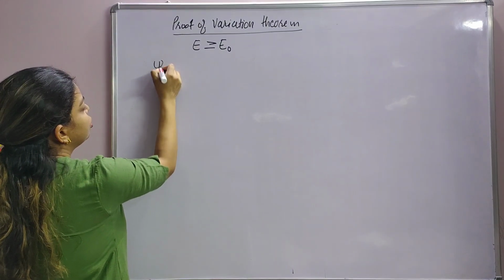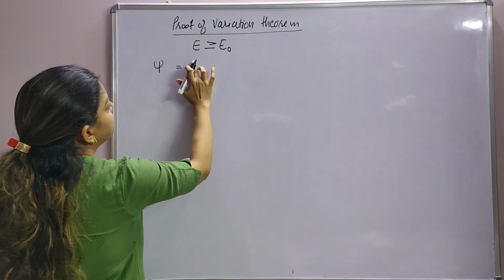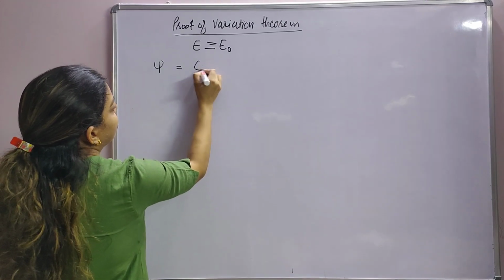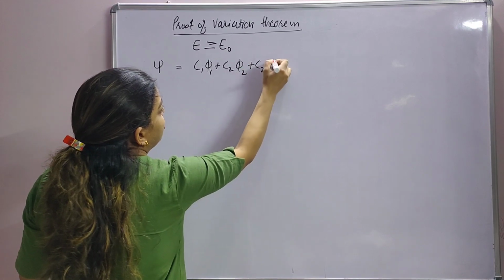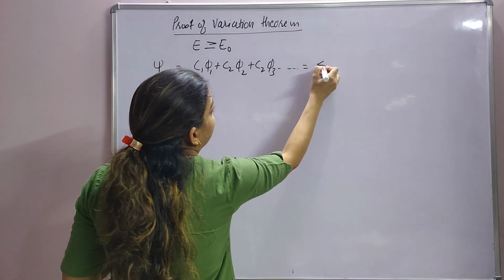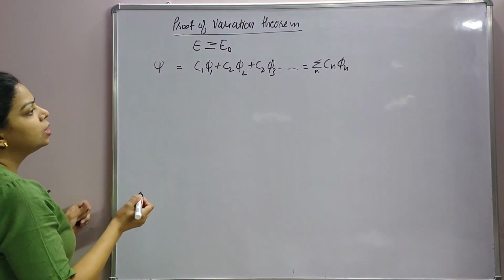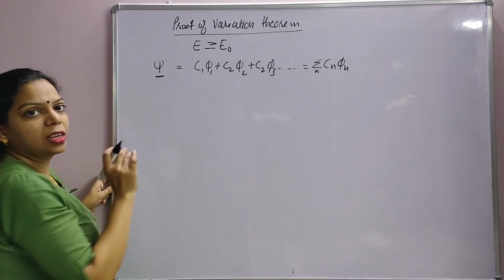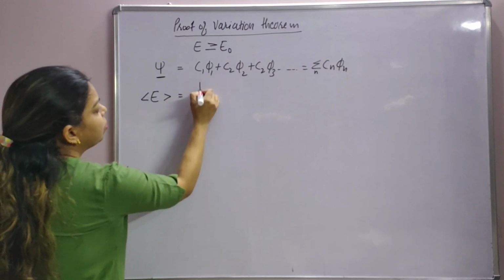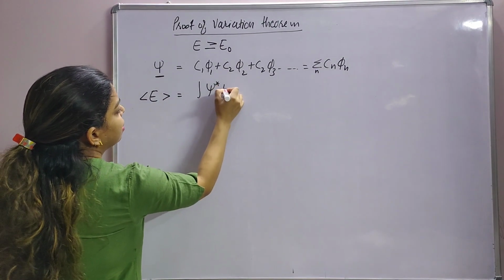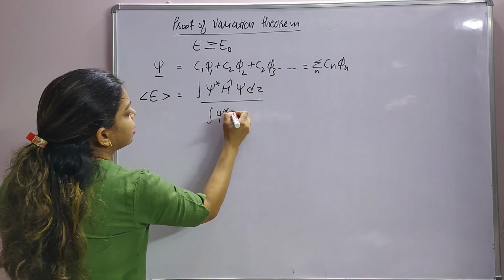We take a wave function which is the sum of some other wave functions: C1 phi 1, C2 phi 2, C3 phi 3 and so on, or we can write the sum of Cn phi n for all the values of n. Now this is the wave function which we have assumed, and the corresponding average energy will be given by the expression integral of psi star Hamiltonian operator psi d tau divided by integral of psi star psi d tau.